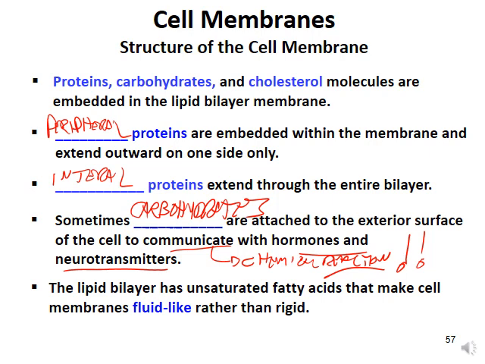And the lipid bilayer has unsaturated fatty acids to make the cell membrane more fluid-like rather than rigid. Because unsaturated means lower IMF. Why do you think we talked about this all the time? And if it's lower IMF, it's easier to melt. And while we're not melting anything, it's definitely making it more like a liquid than like a rigid solid. All right? So let's take maybe a closer look at this.